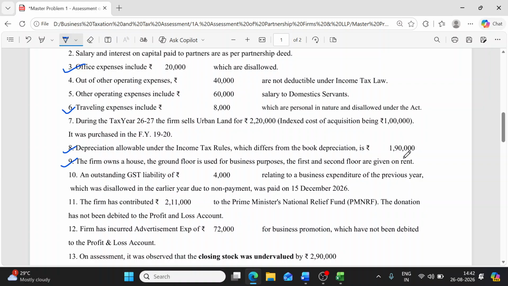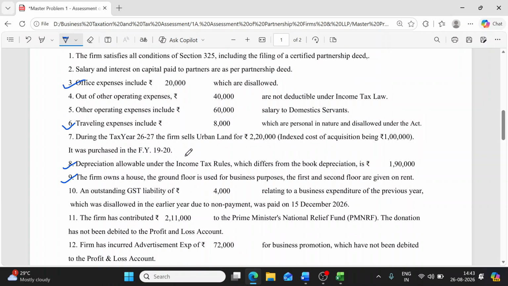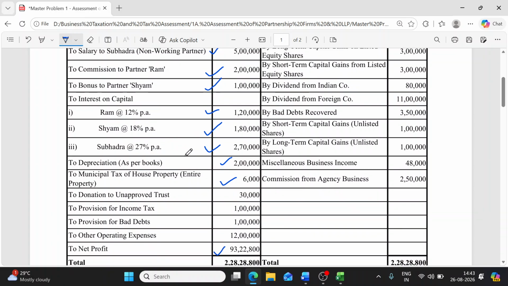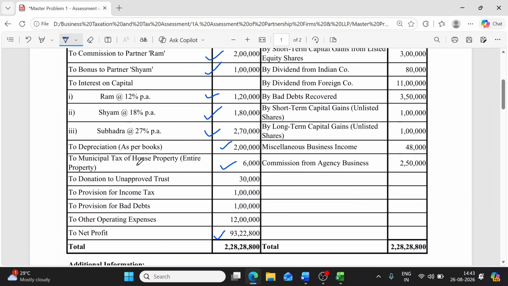We can show this rent figure under the head income from house property. Accordingly, as this firm is using only the ground floor for business purposes, the total municipal tax paid is rupees 6,000. Technically, this 6,000 should be divided into three parts, because part one, the ground floor, is used for business, and the first and second floors, that is 2/3 part, is let out property.